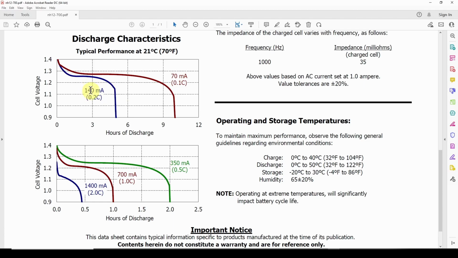And then for 140, it looks like it will last for maybe 4 or 5 hours. As I increase the load current, here's 350 milliamps, and it might last for less than 2 hours. At 700 milliamps, here's the 1 hour. They're saying 700 milliamps for 1 hour, but you can see the voltage is going to drop when you get to around 1 hour. And at 1400 milliamps, it's going to last for less than half an hour. So you can see this gets really complicated, and it depends on a lot of things.